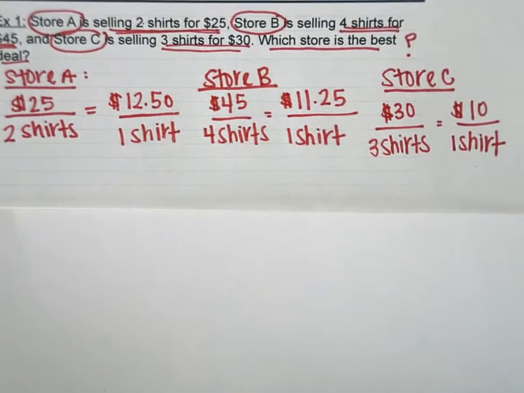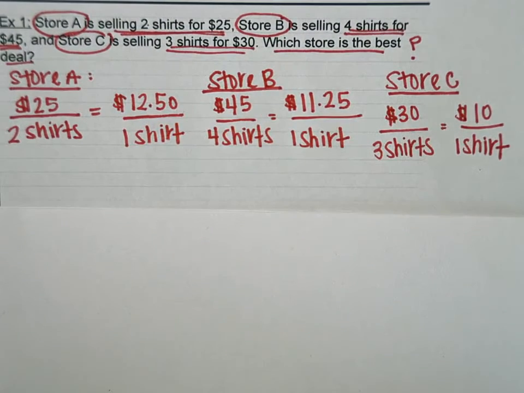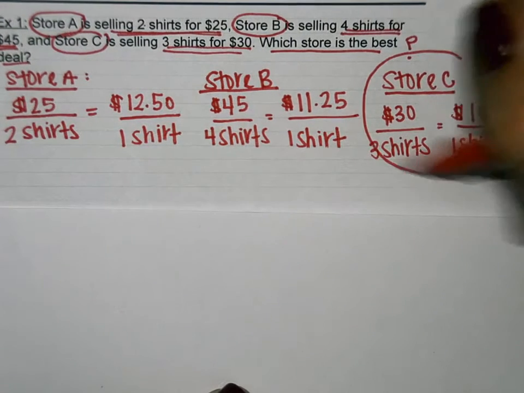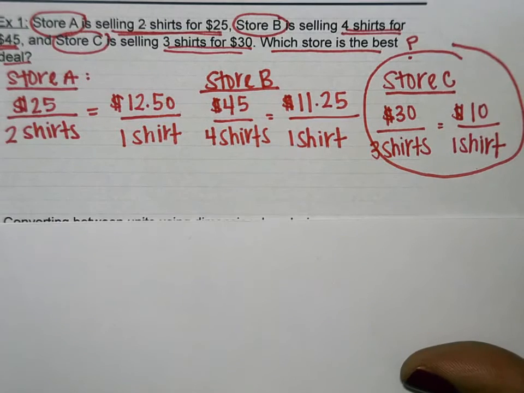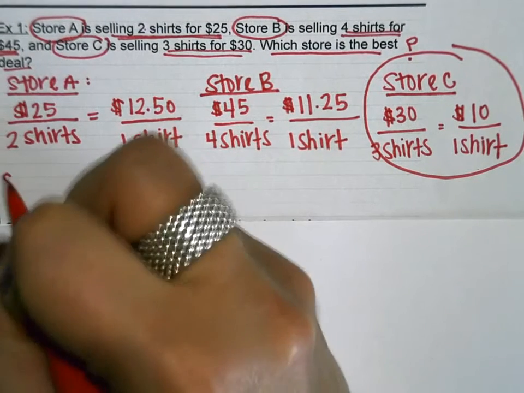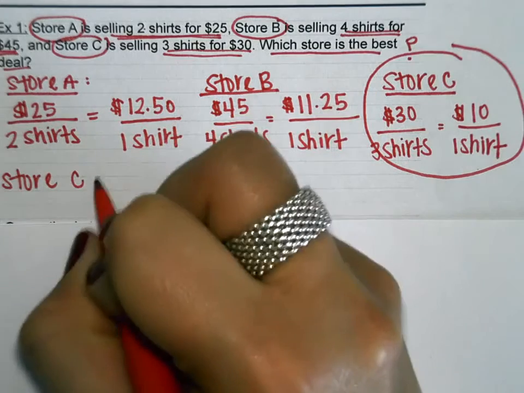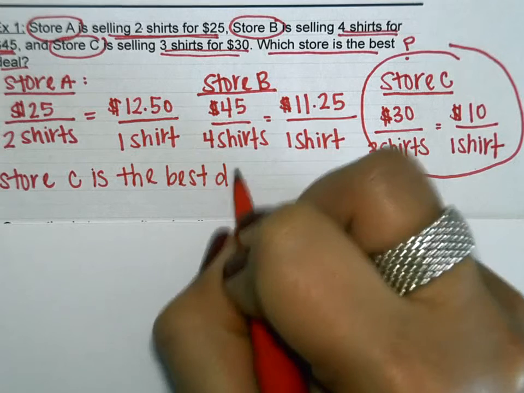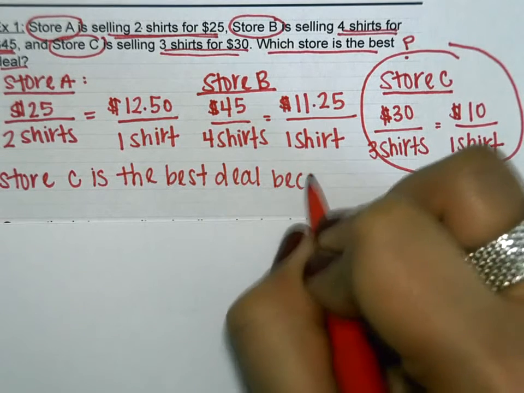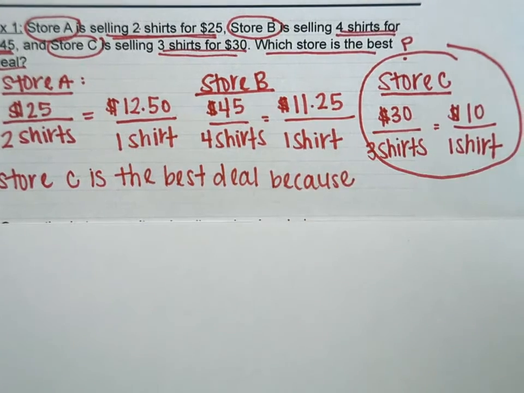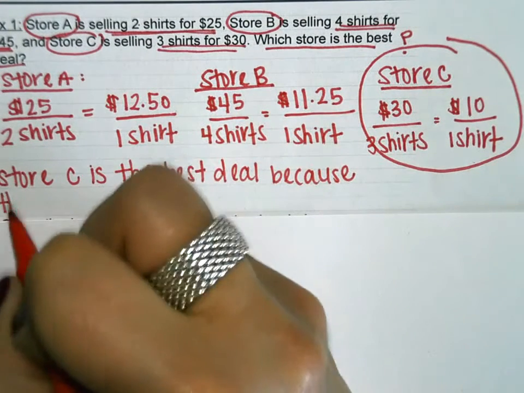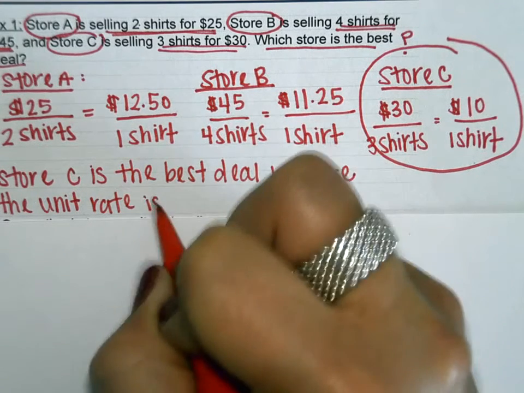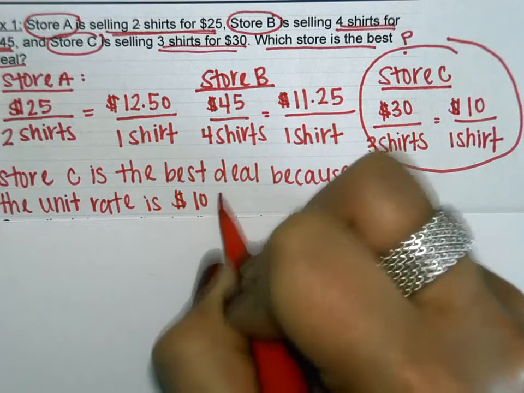So of these 3 stores, store C sells you 1 shirt for the cheapest. So store C is the best deal. Let's write that as a sentence. So store C is the best deal because the unit rate is $10 per shirt.